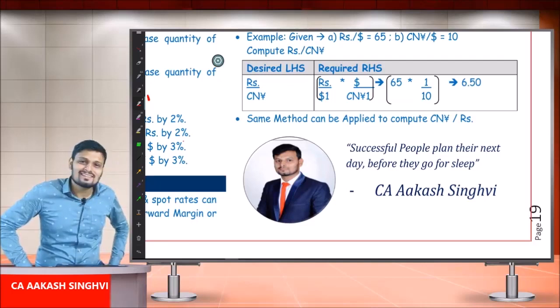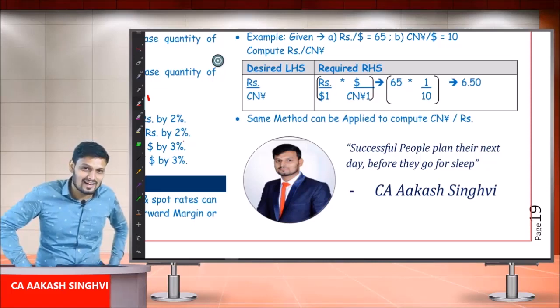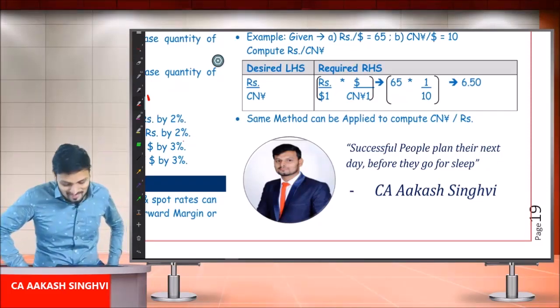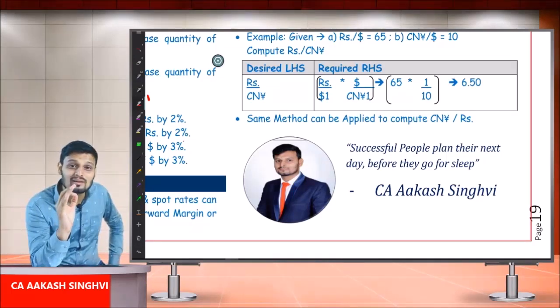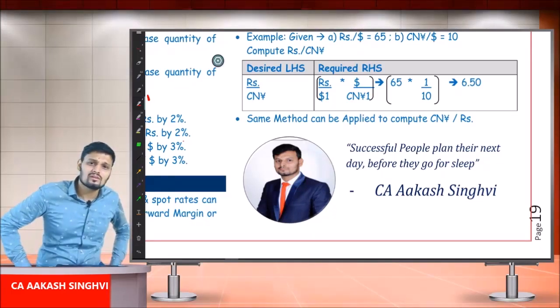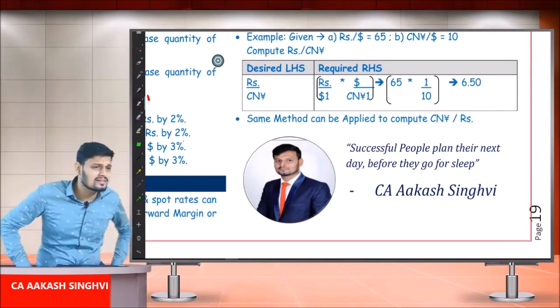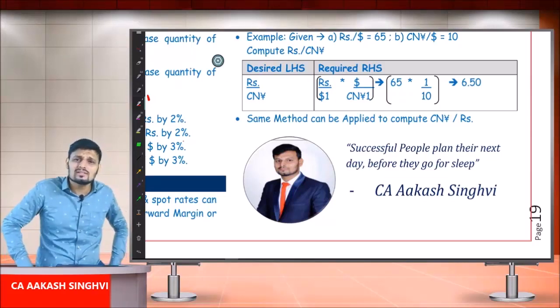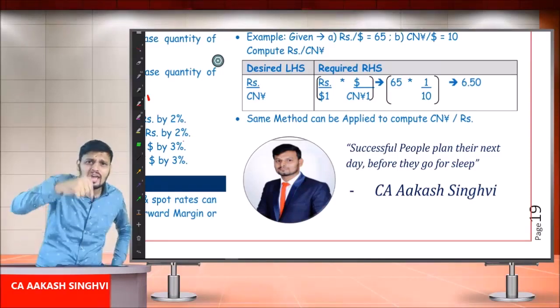This quote session, in every chart I have tried to give my own quote, so that you get motivated after completing every chart. That is the reason why I've given you quotes. Successful people plan their next day before they go for sleep. Guys, I'll tell you one thing. Take any person who is very successful, let it be Mark Zuckerberg, Elon Musk, Mukesh Ambani, Ratan Tata, Adani. Any person who is really successful will always try to plan his next day today.